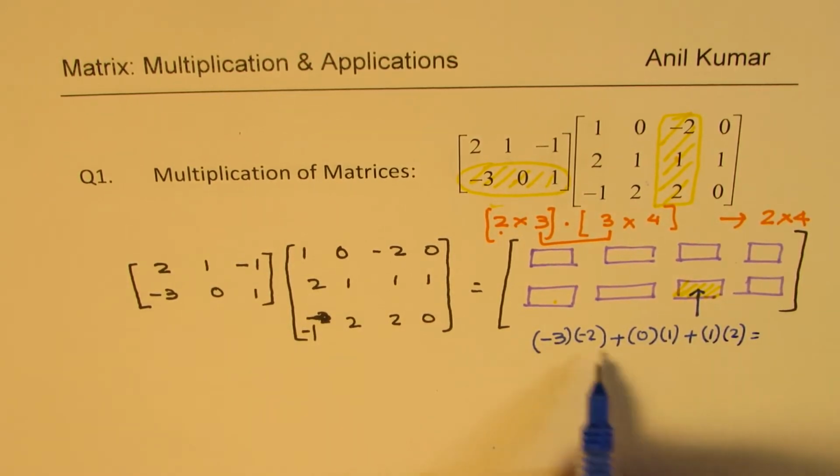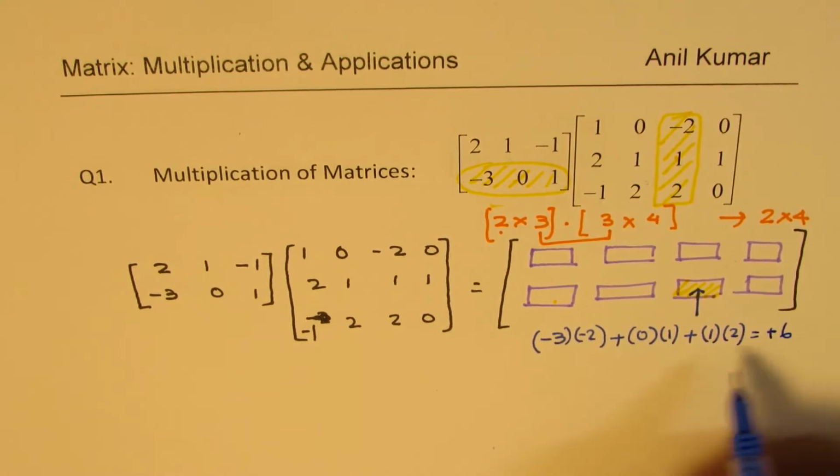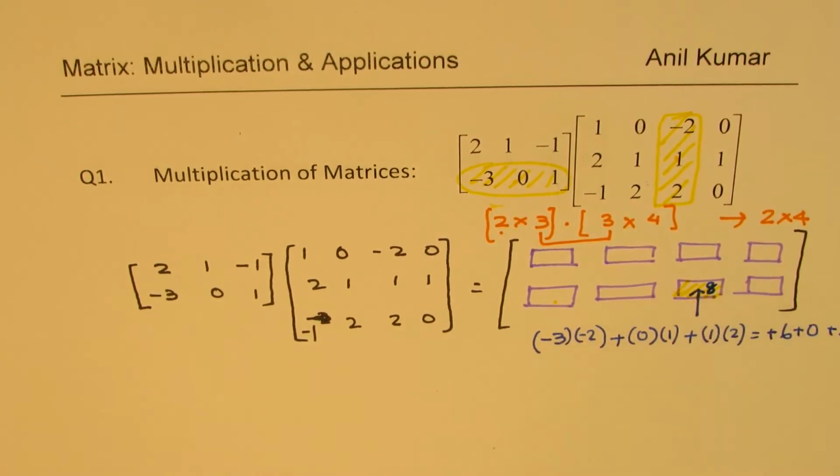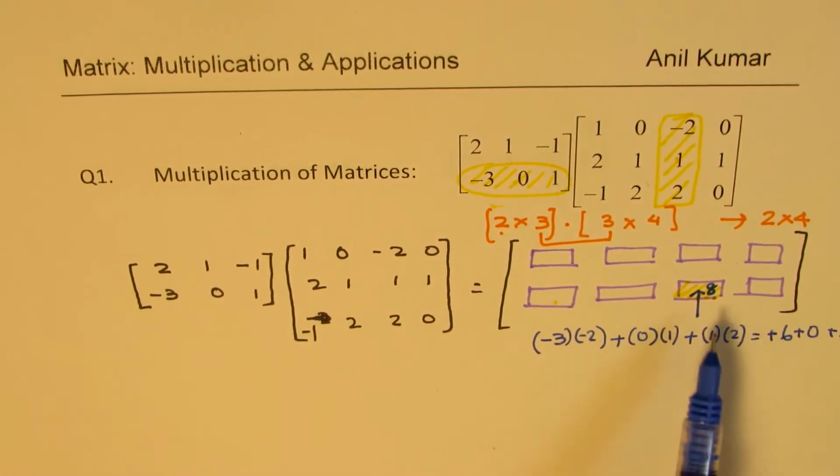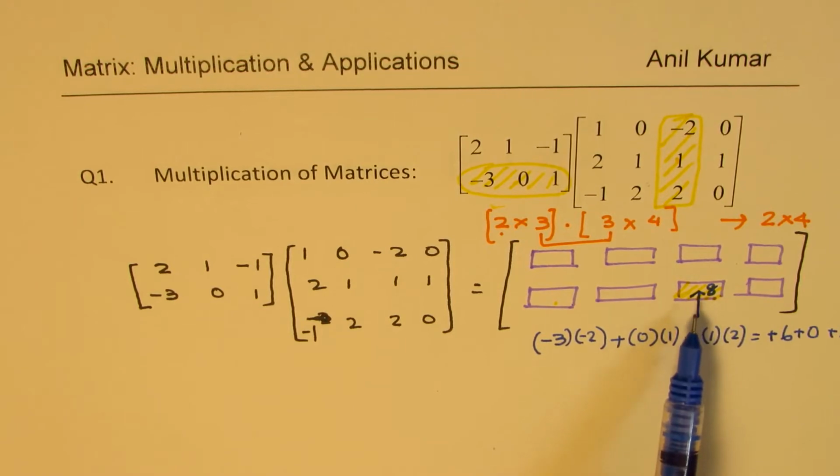Correct? So that becomes minus becomes plus 6. This is 0. And that is 2. So we get the number 8 here. You get the idea. So that is how we are getting each and every number here. Correct? Now I hope you understand the process. So let's begin by doing some basic arithmetic.